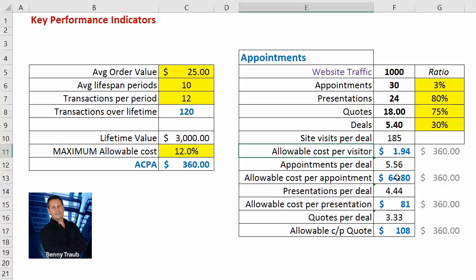All right, this next cell down here in F13 says $64.80. That's how much we can afford to spend per appointment. And $81 is what we can afford to spend per presentation. And $108 is what we can afford to invest to put out one quote. So we've just run through the numbers, and as you can see, it's very helpful in terms of evaluating whether a promotion is successful or unsuccessful.